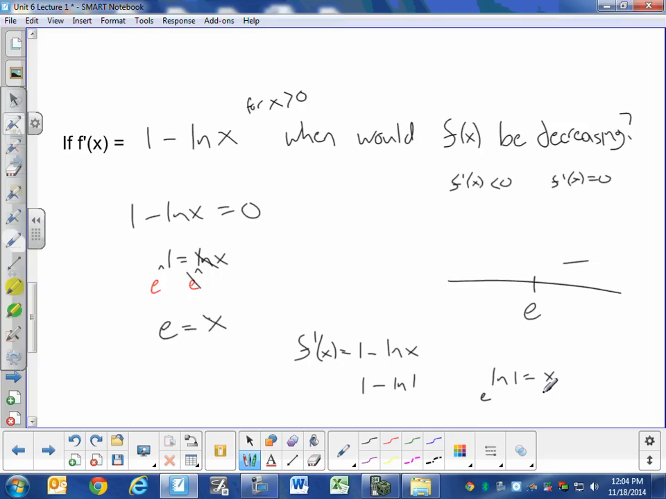Why? I take e to the power of both sides. I get 1 is equal to e to the x. x has to be 0 for this to be 1. So I get 1 minus 0. Well, that's positive. It must be positive over there.